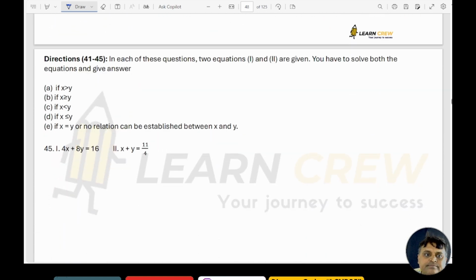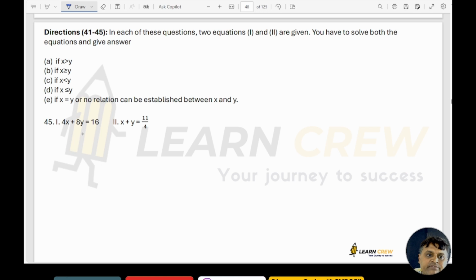Then 45. 4x plus 8y is equal to 16, and x plus y is equal to 11/4. If you solve these two, what you are going to get? 4x plus 4y is equal to 11. So from this, 8 minus 4, 4y is equal to 5. So y is equal to 5/4 and x is equal to 3/2. So you will get x is greater than y. Option A is correct.